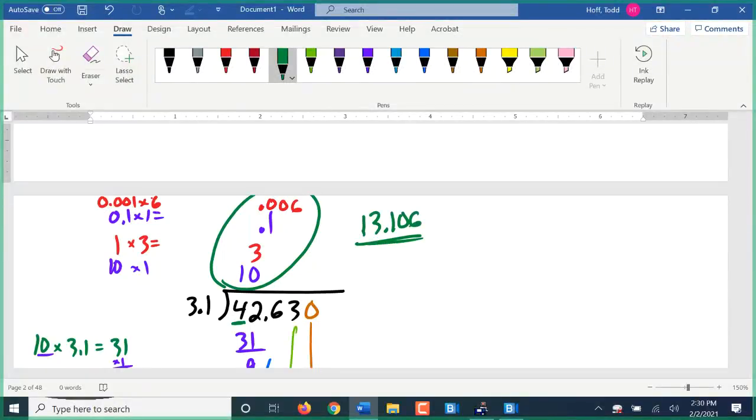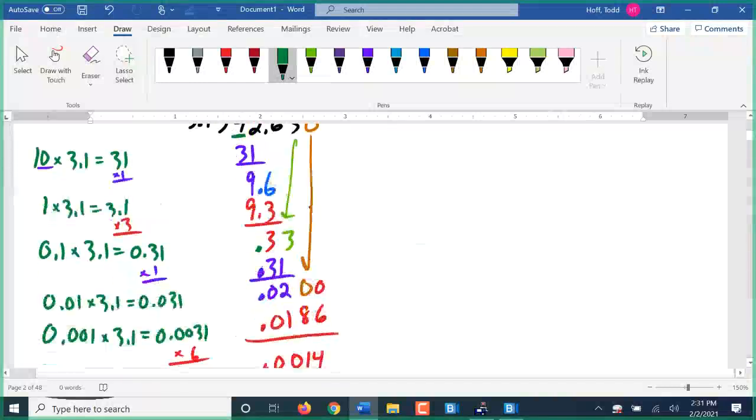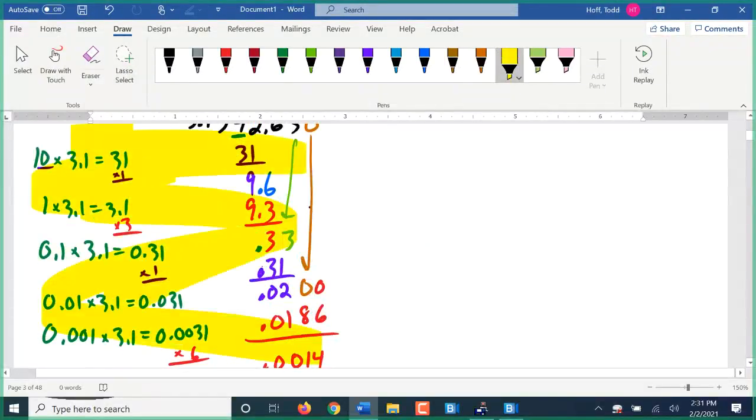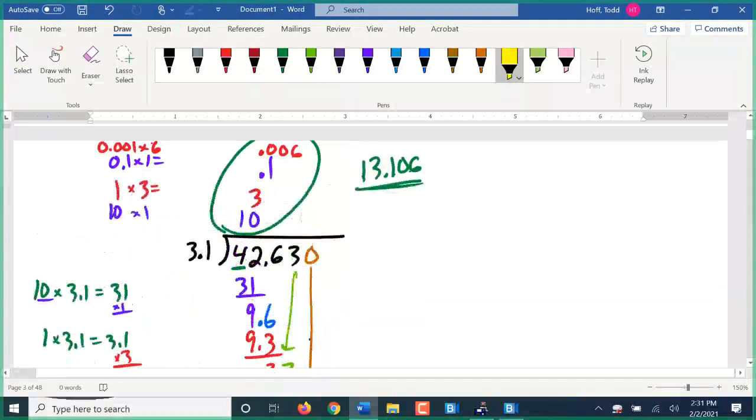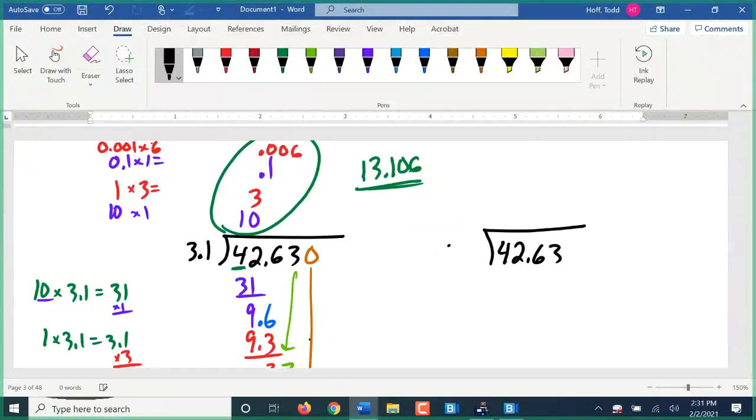That's the exact process we saw on day 2. Now remember, the process we were taught is a massive shortcut. This process has been whittled down tremendously so that we don't see most of the steps anymore. What we were taught to do for 42.63 divided by 3.1, first of all, we were taught not to divide by a decimal.